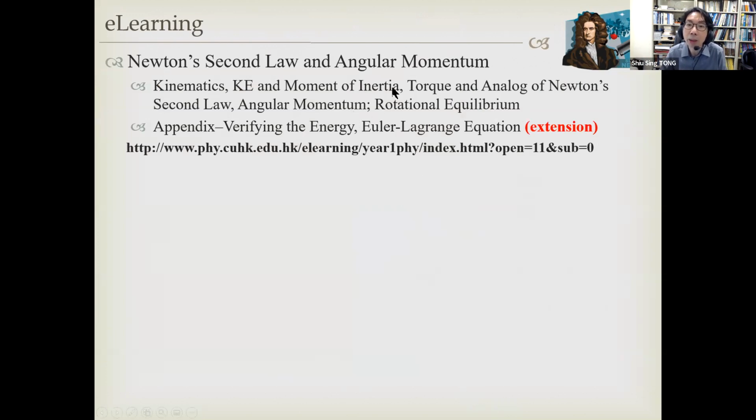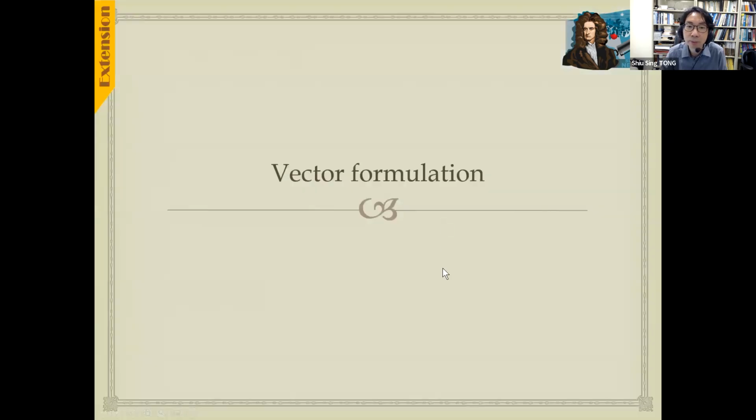This is an extension part to the discussion of angular momentum and torque and the analog of Newton's second law. Okay, and you can also go to the extension part of the Euler-Lagrange equation. That is an interesting way to derive Newton's second law for rotation. Okay, this is an extension for you to learn more.